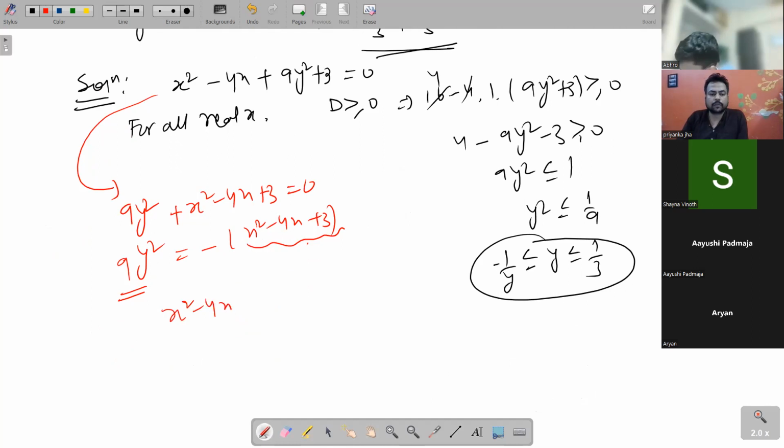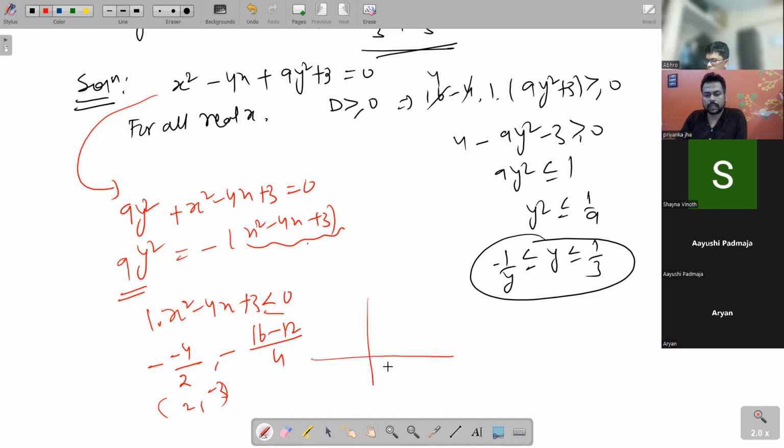Then only negative into negative will become positive. So x squared minus 4x plus 3 is less than or equal to 0, right? Now we can simply see that the leading coefficient is 1, and the vertex is minus b by 2a, comma minus D by 4a, where D is b squared minus 4ac. So this is 2 comma minus 3. Obviously, at x equal to 0 this will cross the y-axis positive, like this. We can see that this graph is above the x-axis in places.